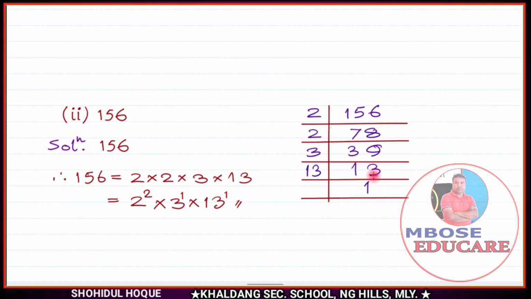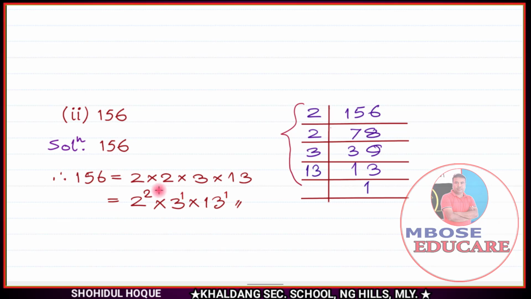3 1s are 3, 3 3s are 9, 3 13s are 39. Now 13 is itself a prime number and we can divide it by itself only, that means by 13 only. So when 13 is divided by 13, answer will come 1. Now these factors which we got on the left side are the prime factors of 156. We shall write them as the product. So 156 is equal to 2 into 2 into 3 into 13.